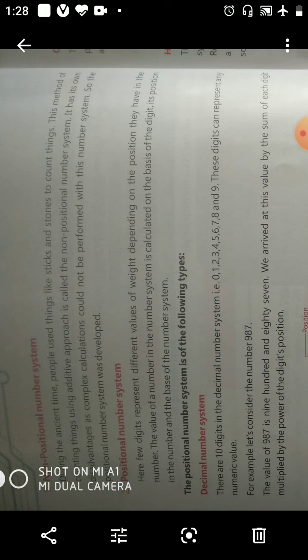The positional number system is of the following types, meaning after this we are going to study the different positional number systems. We are not going to use non-positional number systems because we work in the positional number system. What the different types of positional number systems are, how they are represented, and how they are converted from one type to another, all that we'll see in the next session.